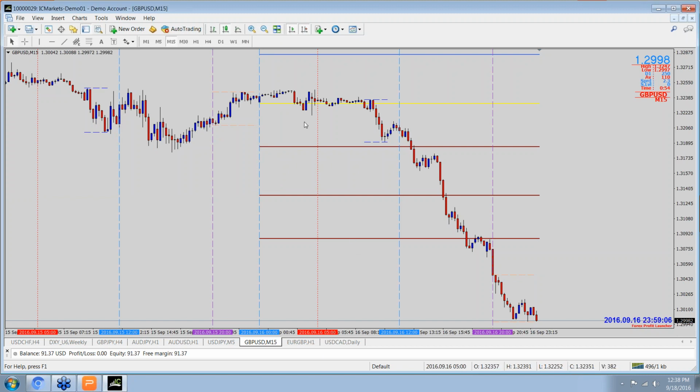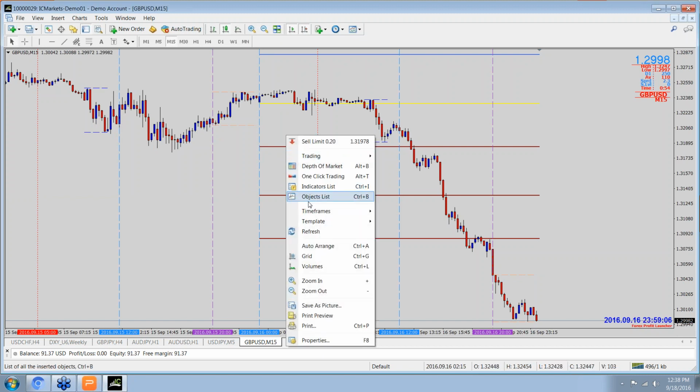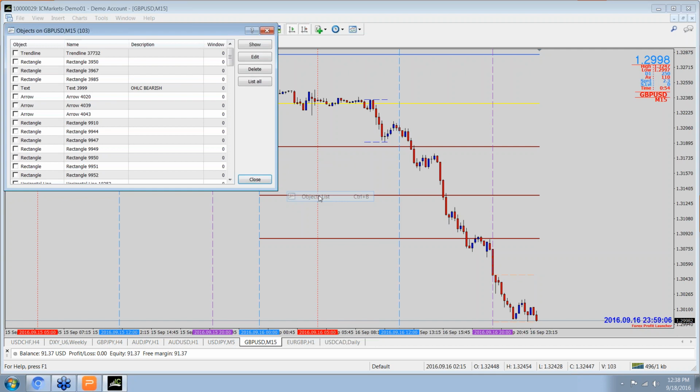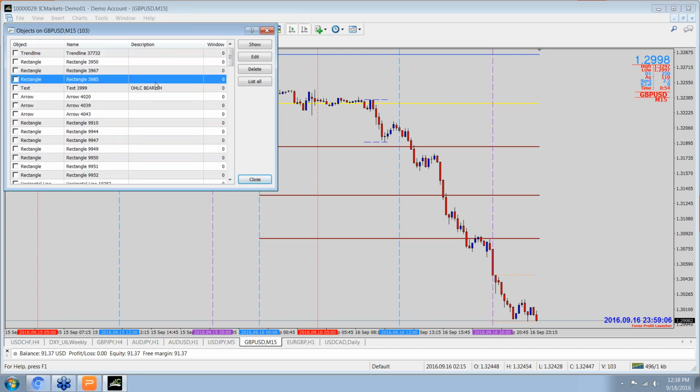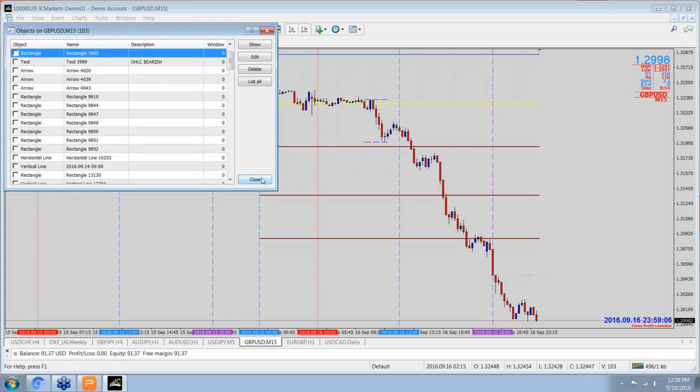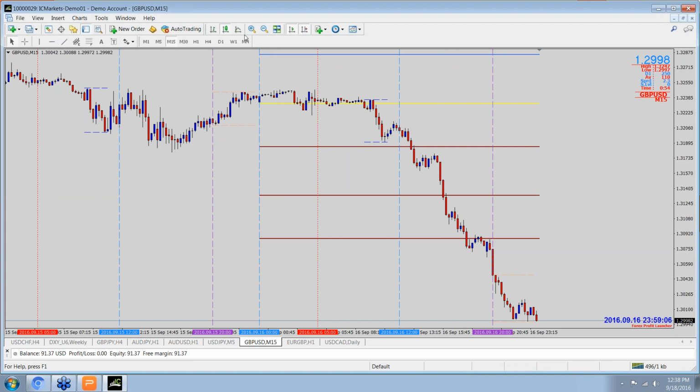Okay, so what I want to show you guys is, let me get rid of these pivots as well. See if I can get rid of them quickly. Maybe not. That's okay. Alright, so let me zoom in.